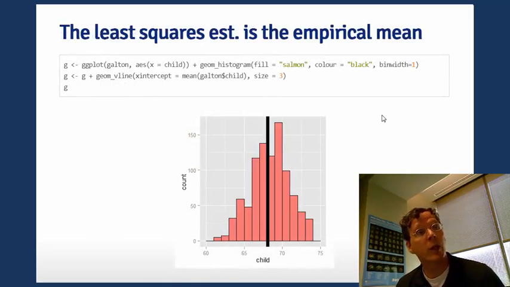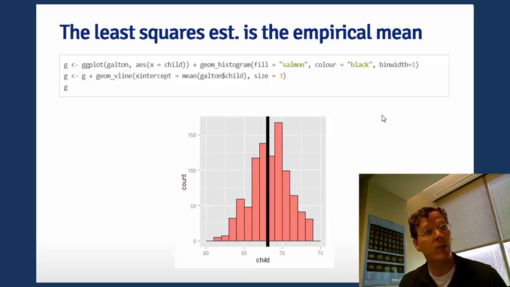Here I'm just reiterating that the least squares estimate is the empirical mean, and I'm showing exactly where that would be and giving you the ggplot commands to create this same plot.